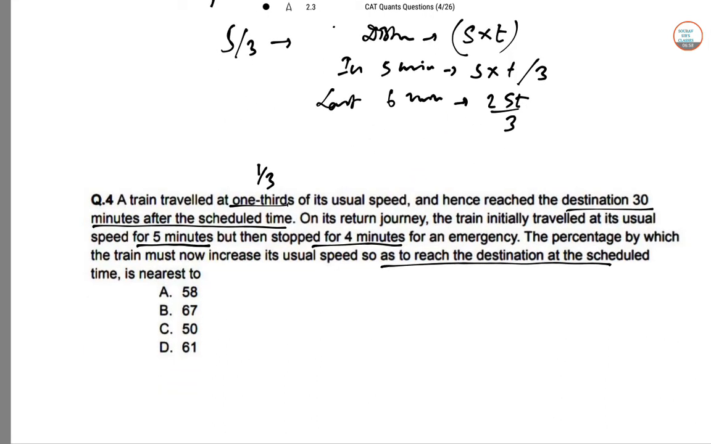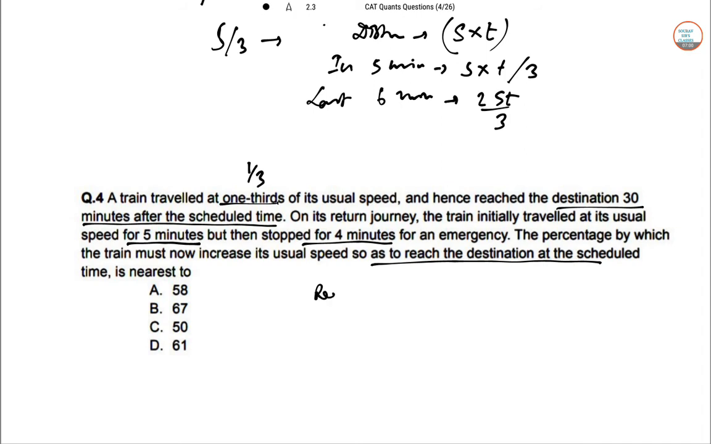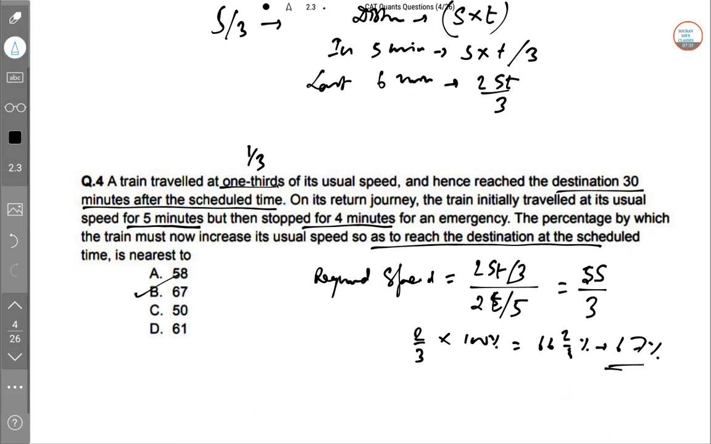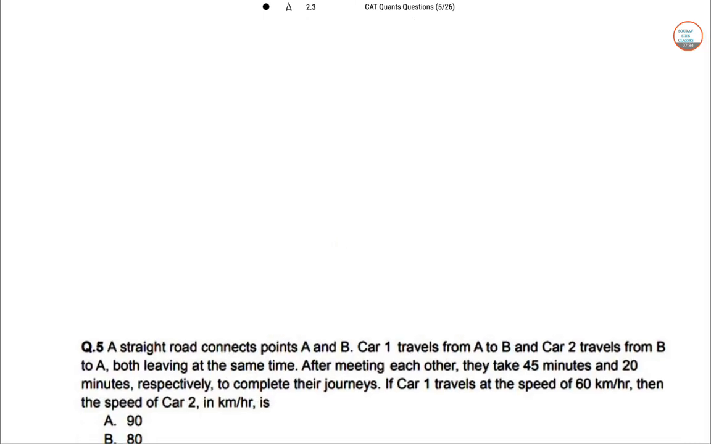So the required speed to cover the distance on time is 2st by 3 divided by 2t by s, so that is 5s by 3. Hence the percentage increase in speed required is 2/3 of 100%, so that is 66 2/3%, that is 67%. So B is the answer. Next, question number 5.